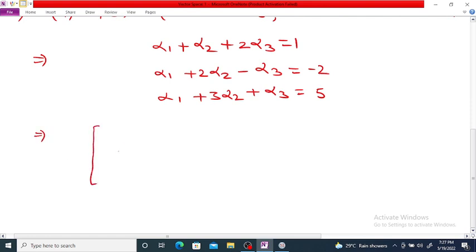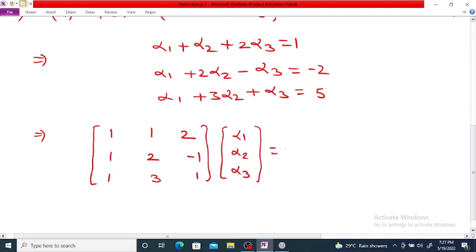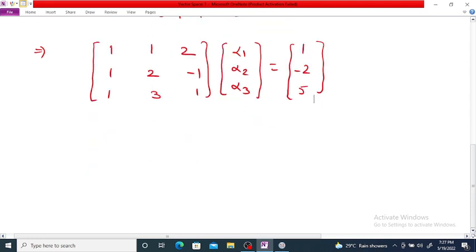If we express this system in matrix form, we get the matrix [1 1 2; 1 2 -1; 1 3 1] into the variable matrix alpha 1, alpha 2, alpha 3, equal to the right hand side matrix (1, -2, 5). Now next we want to form an augmented matrix. So this is Ax is equal to b.